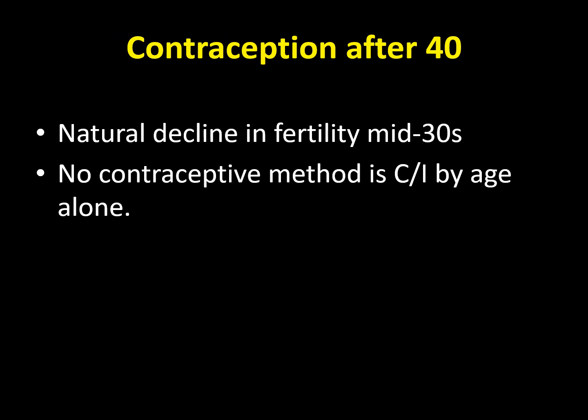Fertility declines after the age of 40. Just to remind you that there is no contraceptive method that is contraindicated by age on its own.